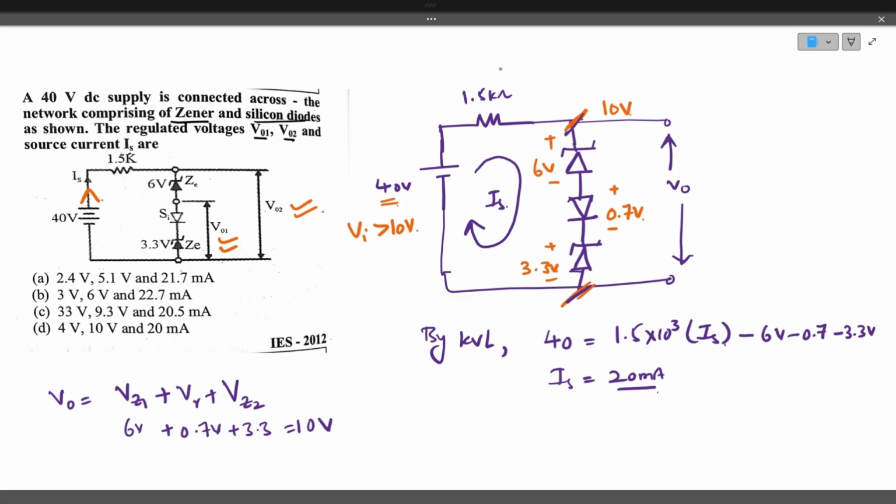He is asking you to find out the voltage here also, even this part of the voltage. That is V01. This is V02, and V01 is equal to 0.7 volts plus 3.3 volts. That is 4 volts. So 4 volts, 10 volts and 20 milliamps. The answer is option D.